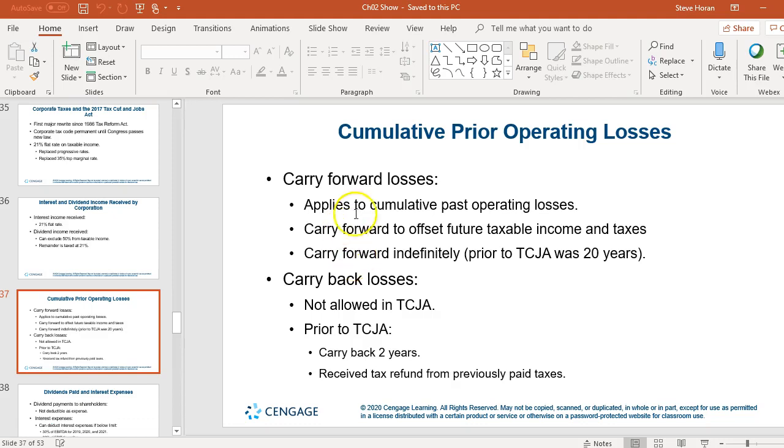But I can carry forward losses. So I can take a loss and use it to offset future profitable years. And I can carry those forward forever. So if I'm a newer company and I've just got loss after loss after loss, I can just let those build up. And when I become profitable, I can take all those losses and begin to apply them against my profits to save me taxes.